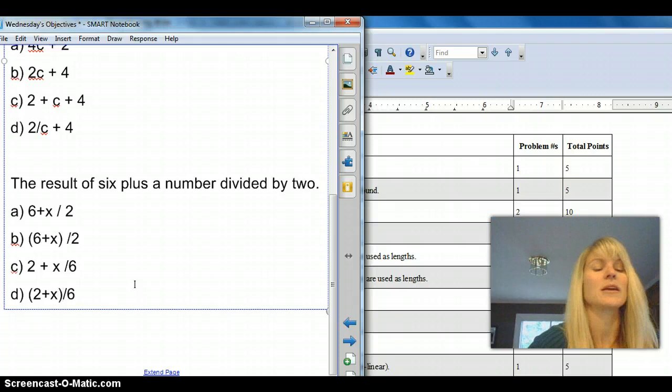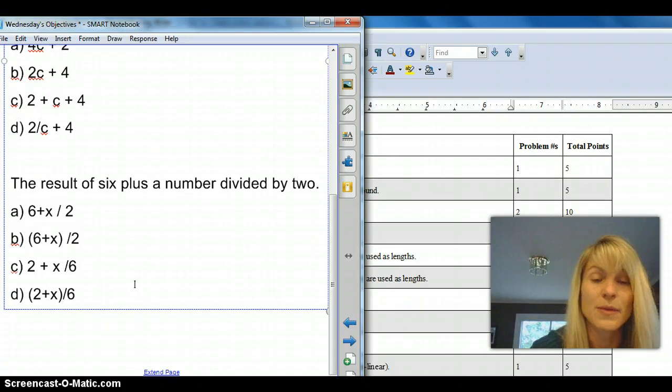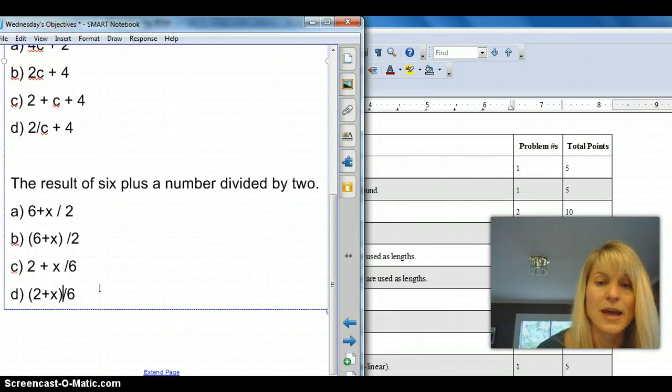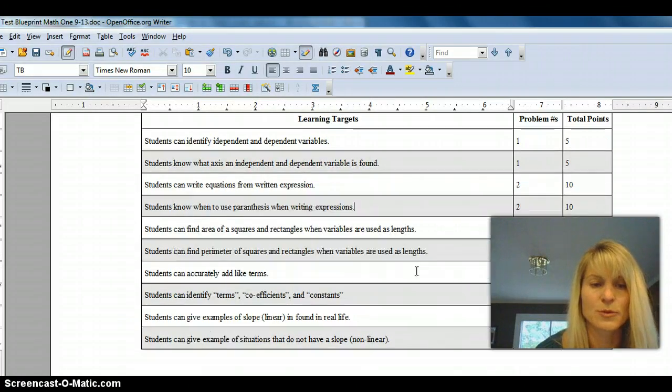So the idea behind you making up these questions is, first you have to think about what kind of question belongs in that learning target. Then you have to think about the answer and what some possible misconceptions would be. So if I were to give this problem to you on your test and you picked A, I would know that you are still misunderstanding the parentheses here, because it says the result of 6 plus a number, which means the answer of 6 plus a number divided by 2. This one just says 6 plus x divided by 2. So the only thing that's being divided by 2 is x, and this one's the whole answer divided by 2. So you want to put in answers that are not obviously wrong. You want to put in answers that could be right, and to really understand if the student gets that type of problem.